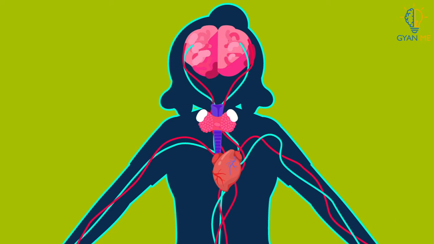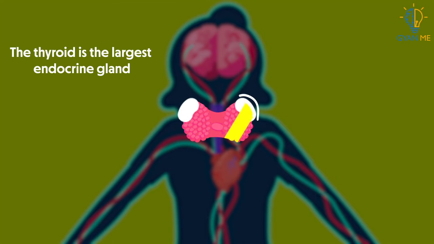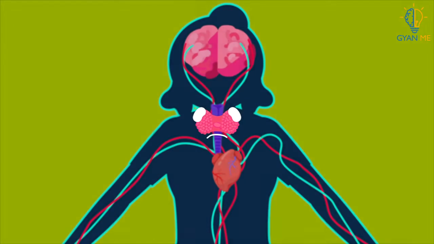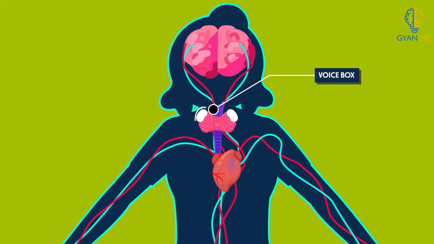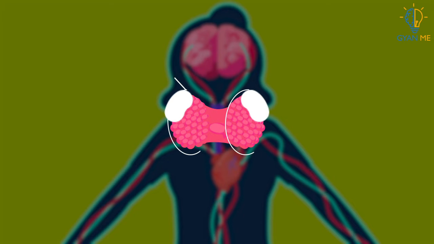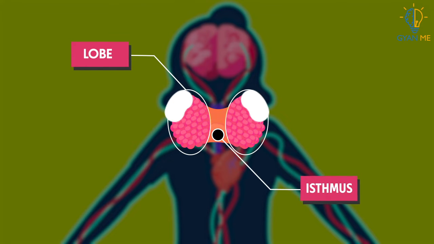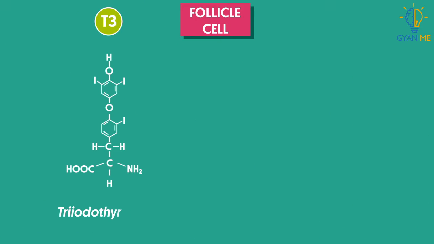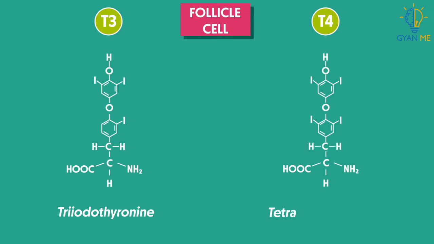Do you know, students, the thyroid is the largest endocrine gland. It is a butterfly-shaped gland located in the neck region below the voice box. Like the pituitary, the thyroid is also made up of two lobes, which are located on either side of the windpipe. These two lobes of the thyroid gland are connected by means of a narrow band of tissue called the isthmus. The follicle cells in the thyroid gland secrete two hormones, T3, that is triiodothyronine, and T4, that is tetraiodothyronine or thyroxine.